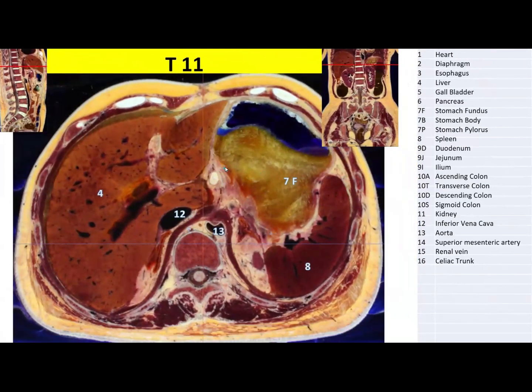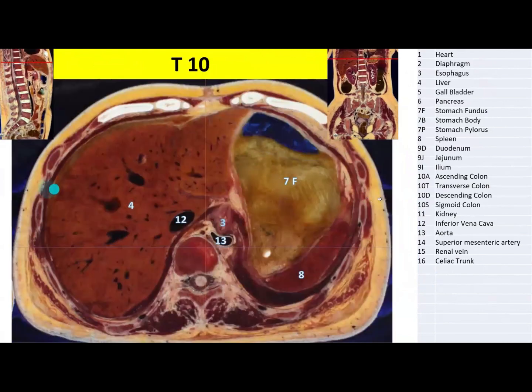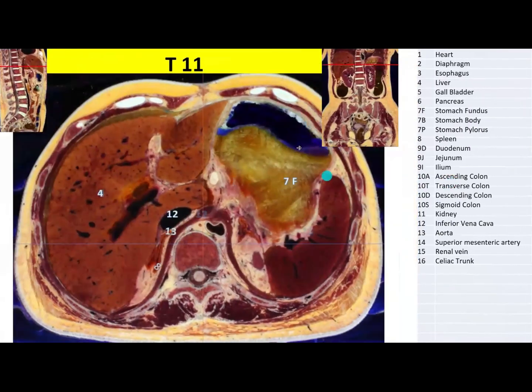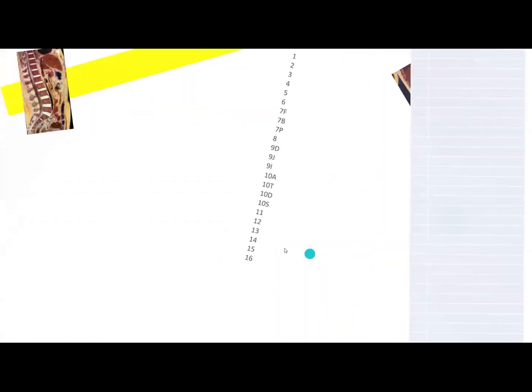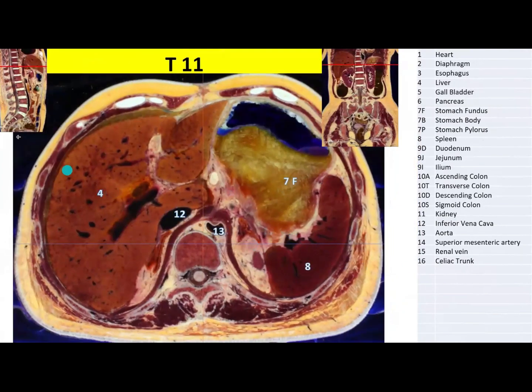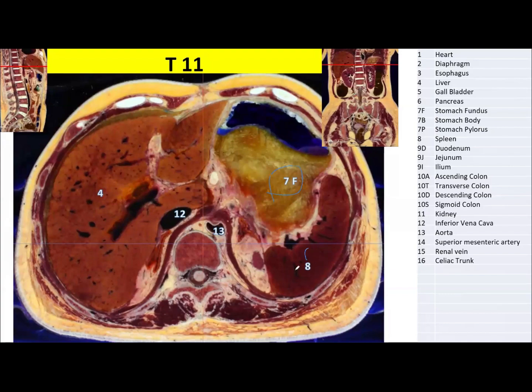Now for T11, there is no kidneys yet. So the first thing, no kidneys. The second thing, the blue has become more. So you see the difference between T10 and T11. The blue is becoming much bigger and the fundus is becoming small. And if you look at the spleen, it's become much, much clearer. So that's how you know you're in T11. You have the stomach fundus, the spleen, the aorta, IVC, and the liver.